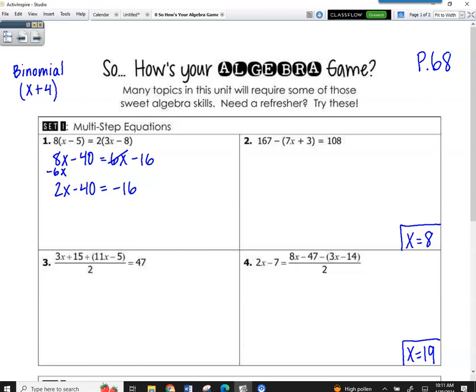Okay, so back to this one. Now I have x on the left. I'm going to take the negative 40 and move it to the other side by adding 40. So negative 16 plus 40 is 24. Then I'm going to divide by 2. And I get 12.